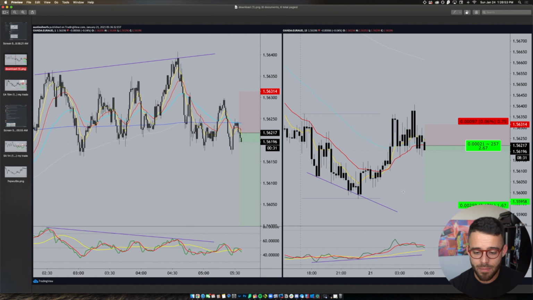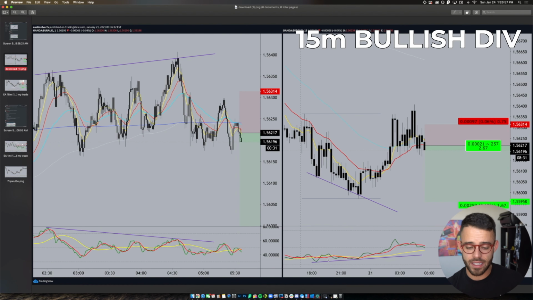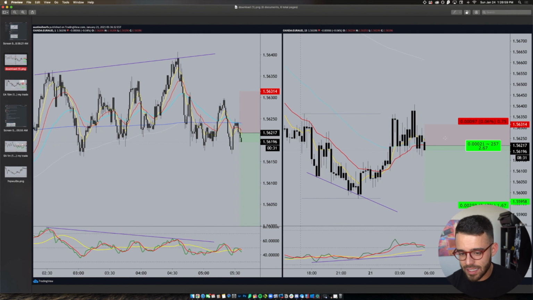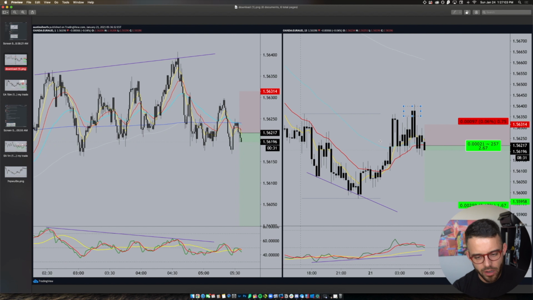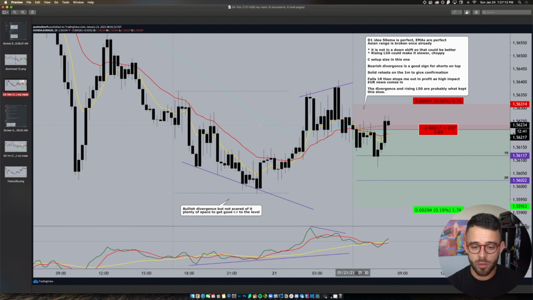What I didn't like about this setup was that on the 15-minute, we had bullish divergence here from last night, and we were still basically trading within the Asian range. We had broken out just barely here, but it was very much sideways so far today. We didn't really see any extension, but I was trying to follow the overall downtrend. So here, you can see my markup of the trade from where I took my position. You can see it only fell about 1R, and then it turns around and stops me out in profit.